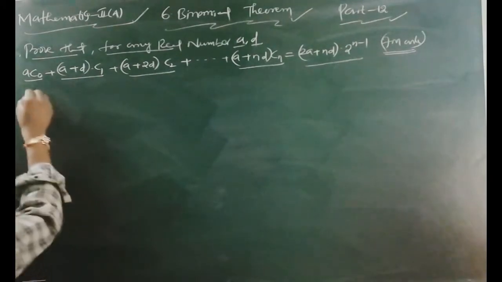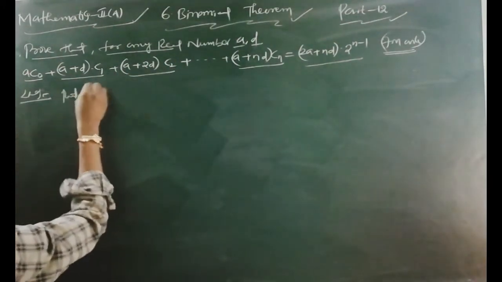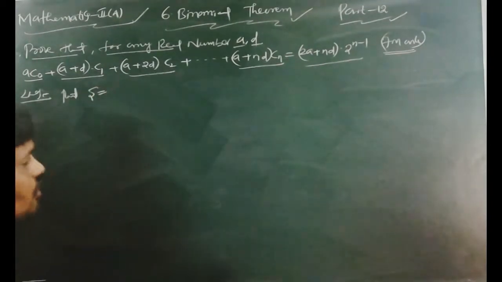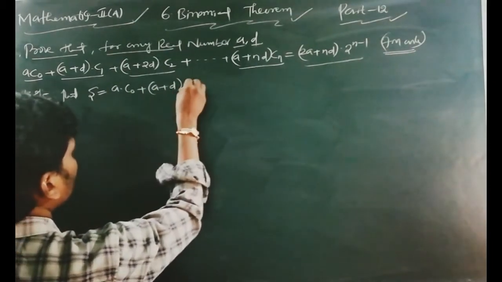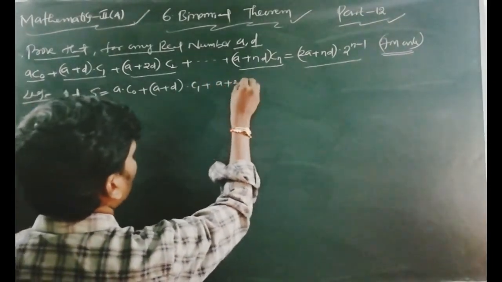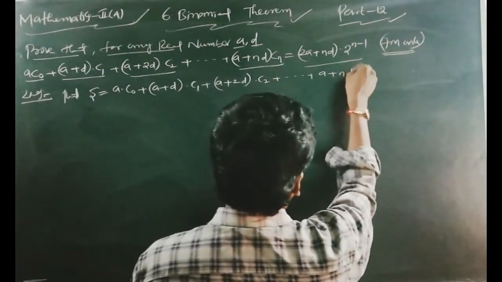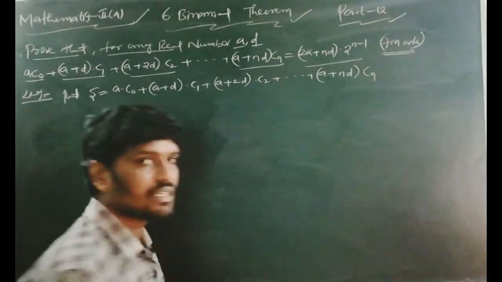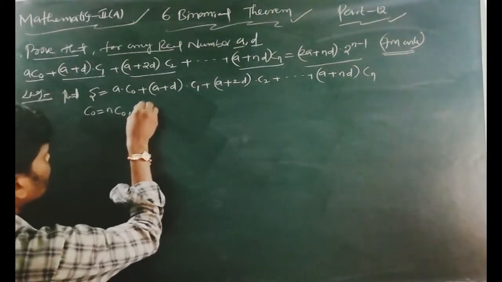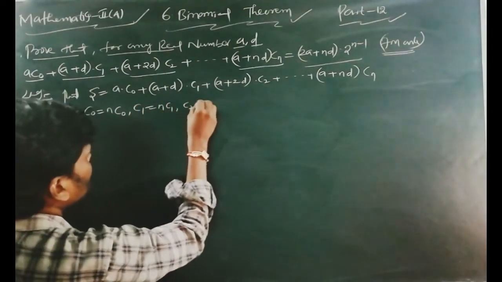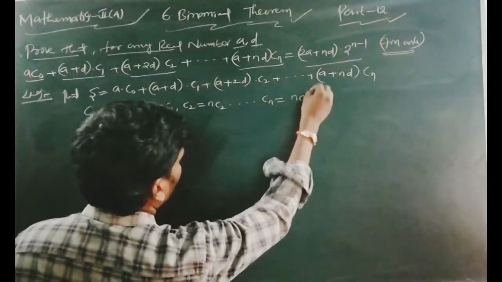First of all, you have to take the LHS. In this LHS part, the total is equal to the sum S. S is equal to a·C0 + (a+d)·C1 + (a+2d)·C2 + and so on + (a+nd)·Cn. Here C0 is nothing but nC0, C1 is nC1, C2 is nC2, and so on, Cn is nCn.